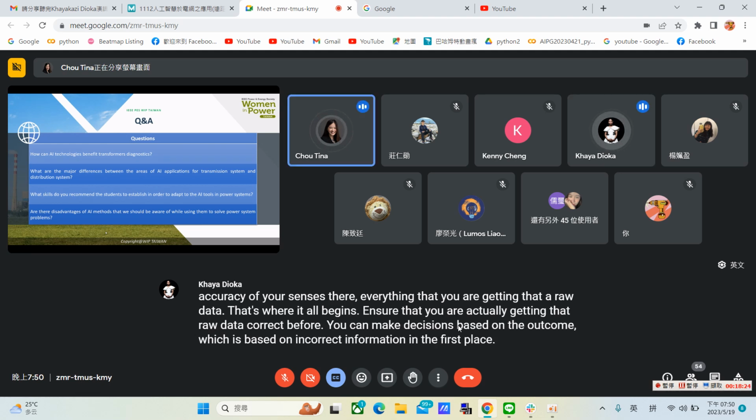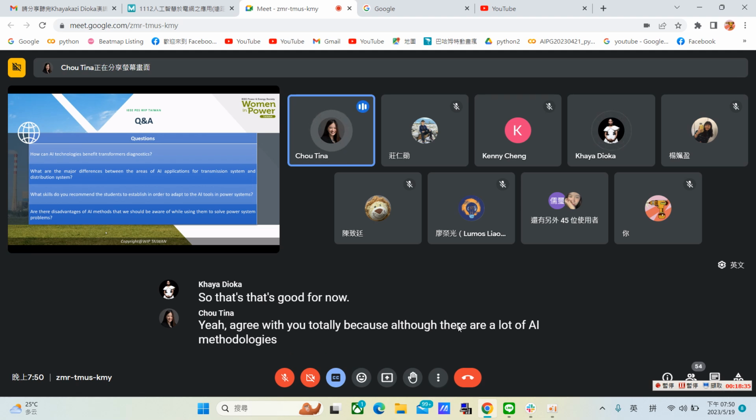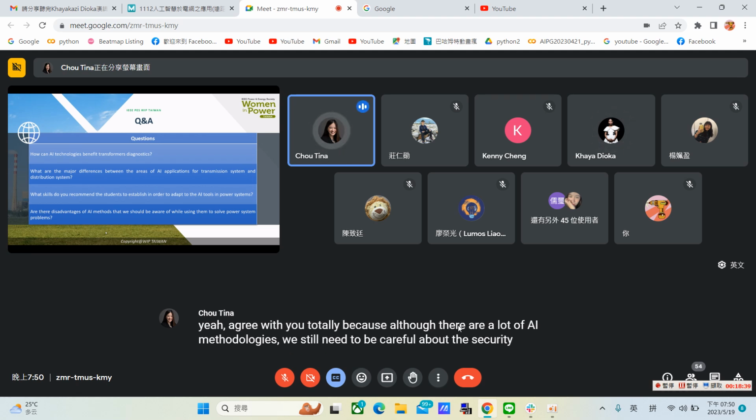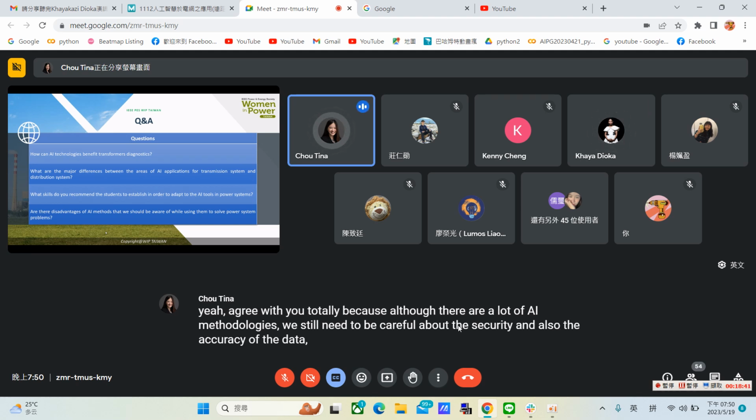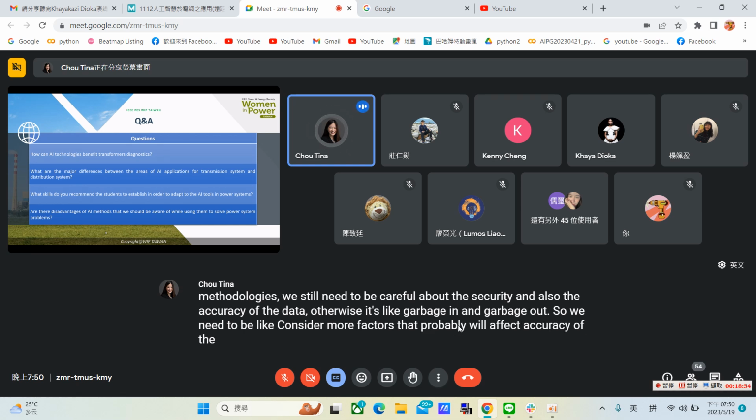Exactly. Yeah, I agree with you totally. Because although there are a lot of AI methodologies, we still need to be careful about the security and also the accuracy of the data. Otherwise, it's like garbage in and garbage out. So we need to consider more factors that probably will affect the accuracy of the AI decisions.